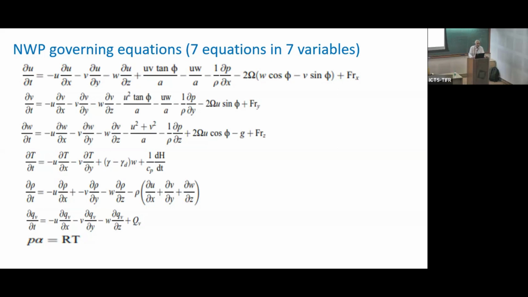So we have 7 dependent variables: u, v, w, T, rho, p, q. Alpha is 1 over rho, so it is not a dependent variable. So we have 3 velocity components, temperature, density, pressure, and moisture. We have 7 equations, so we have a closed system. But if you see the last terms in the first 3 equations, Frx, Fry, Frz, those are the frictional force per unit mass terms in the x, y and z directions. And dH by dt, the last term on the right hand side of the 4th equation, is the diabatic heating term. These are terms that deal with physics that has to be dealt with separately.